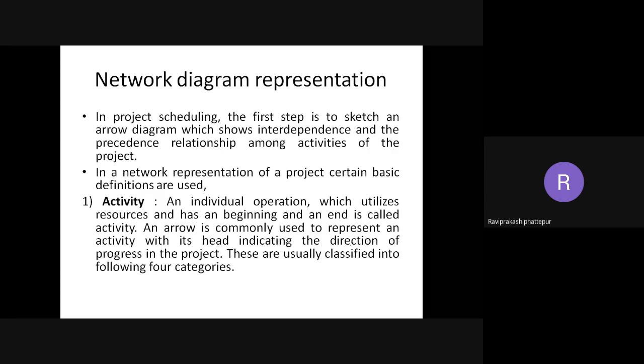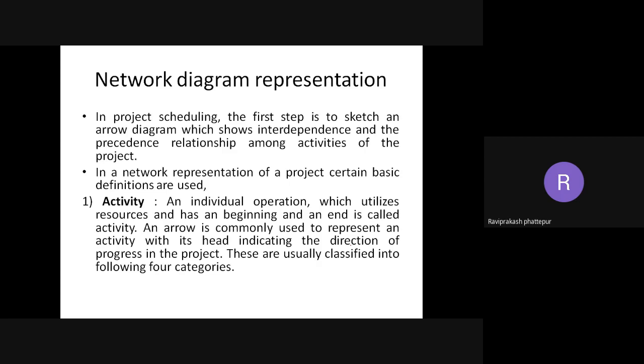So what is this network diagram? In project scheduling, the first step is to sketch an arrow diagram which shows interdependence and the precedence relationship among activities of the project. This is an arrow diagram where arrows show the particular activities and the relationship between them, and the important word here is precedence. What is precedence? Something is happening, and what is before that? Preceding, coming before, is precedence.